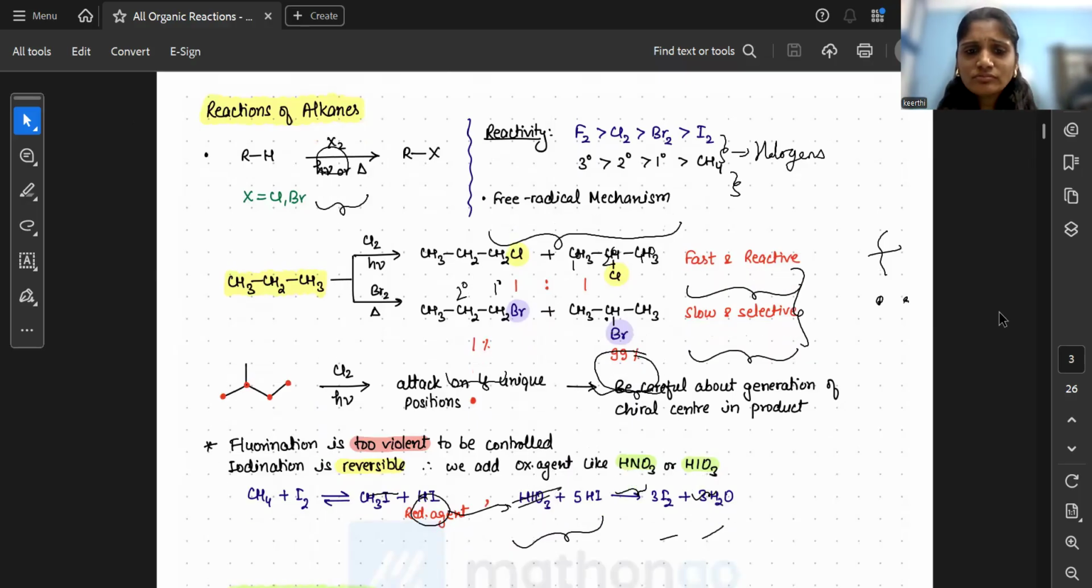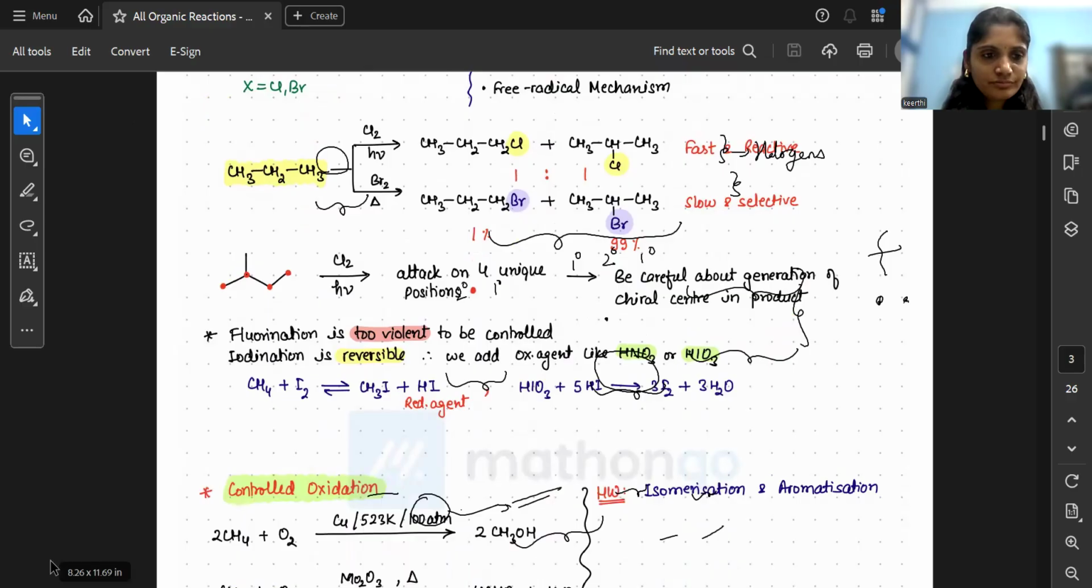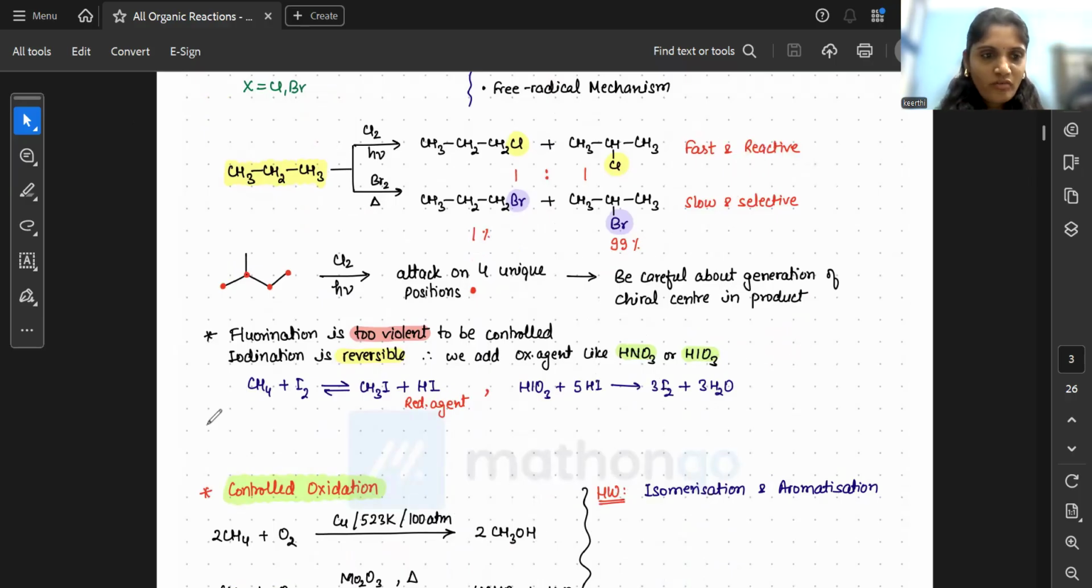Clear? Okay, now let's do the next reaction. What is the next reaction here? Okay, I have to explain one more part here.